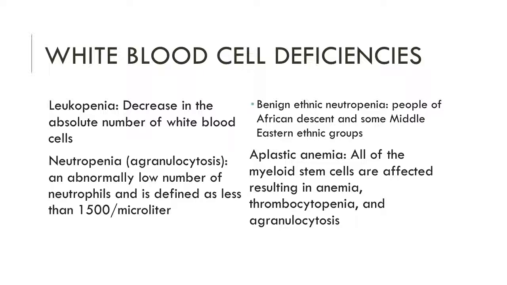Aplastic anemia is when all of the myeloid stem cells are affected, and it results in anemia, thrombocytopenia, and agranulocytosis.